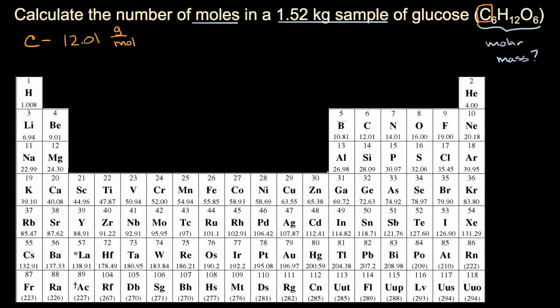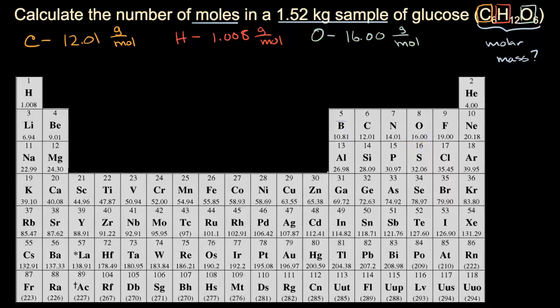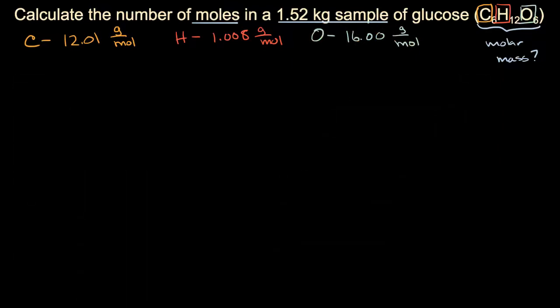And now we can think about hydrogen in the same way. Hydrogen has a molar mass of 1.008 grams per mole. And then last but not least, we have oxygen here. Oxygen, we can see from our periodic table of elements, has a molar mass of 16.00 grams per mole. And so now we have all the information we need from our periodic table of elements.